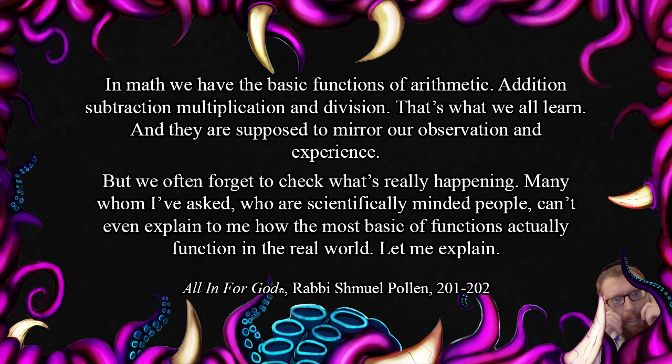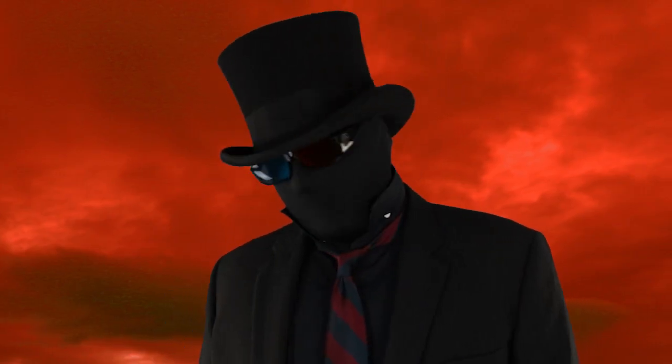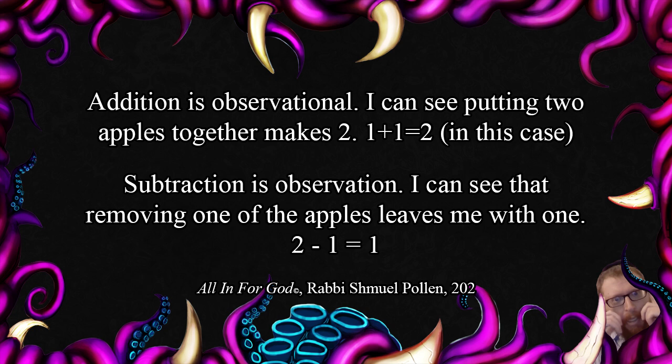Let me explain. I'd rather you didn't, but it's gonna happen anyway, so let's get through it. Addition is observational. I can see putting 2 apples together makes 2. 1 + 1 = 2, in this case. Subtraction is observation. I can see that removing one of the apples leaves me with 1. 2 - 1 = 1.